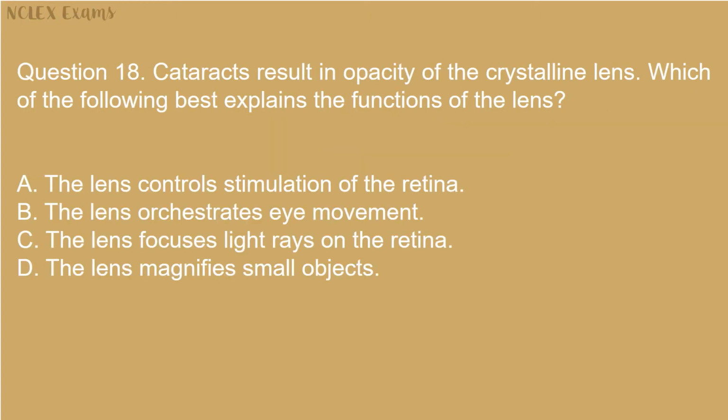Question 18. Cataracts result in opacity of the crystalline lens. Which of the following best explains the functions of the lens? A. The lens controls stimulation of the retina. B. The lens orchestrates eye movement. C. The lens focuses light rays on the retina. D. The lens magnifies small objects.